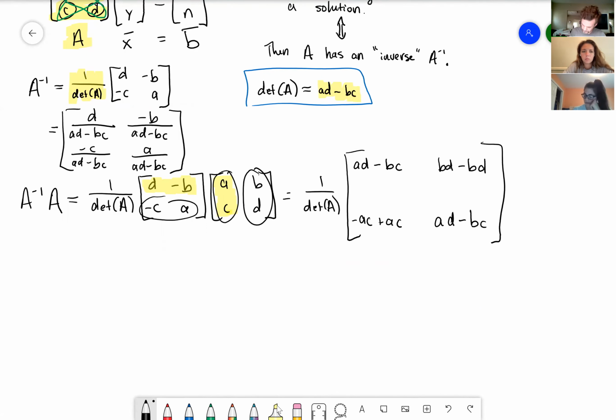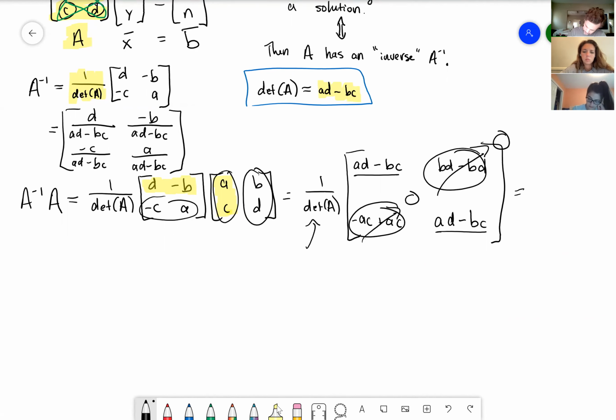Okay. Now this is, of course, 0 using the popular notation. These two things go to 0. This is AD minus BC. This is AD minus BC. And then we're dividing everything by AD minus BC. So what we end up with is this matrix that's just 1, 0, 0, 1.